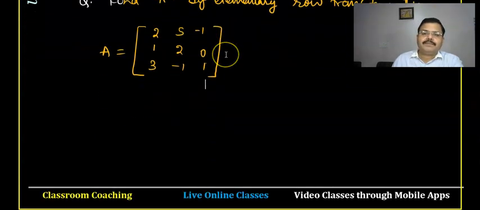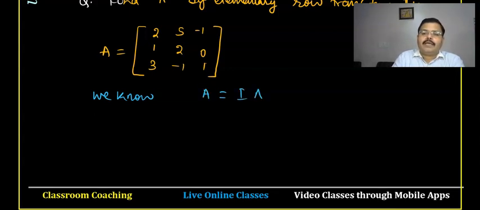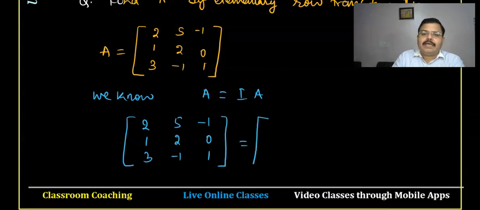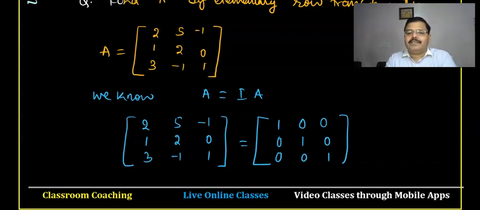So again, using the same fact that we know, A is equal to IA. So we can write here 2, 1, 3, 5, 2, minus 1, minus 1, 0, 1, and I is an identity matrix, so that can be 1, 0, 0, 0, 1, 0, and 0, 0, 1. It is an understood fact that if the matrix is of order 3, then the identity matrix is also taken of order 3, right?